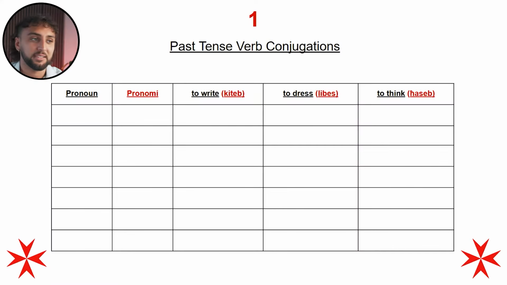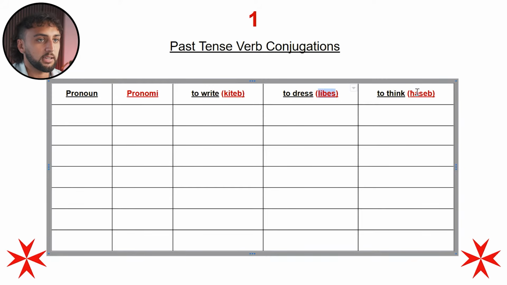So let's do this. And just for your information, we will be using the verbs to write, to dress, and to think as examples, which of course are the same verbs that we used in part 1. So for these verbs, of which their mammas are kieteb, liebes, and chaseb, aka the conjugations for what he did in the past and the words that you'll find in the dictionary, here is a table which we are about to fill in together, which will eventually include all of the 3 verbs conjugations in the past tense.